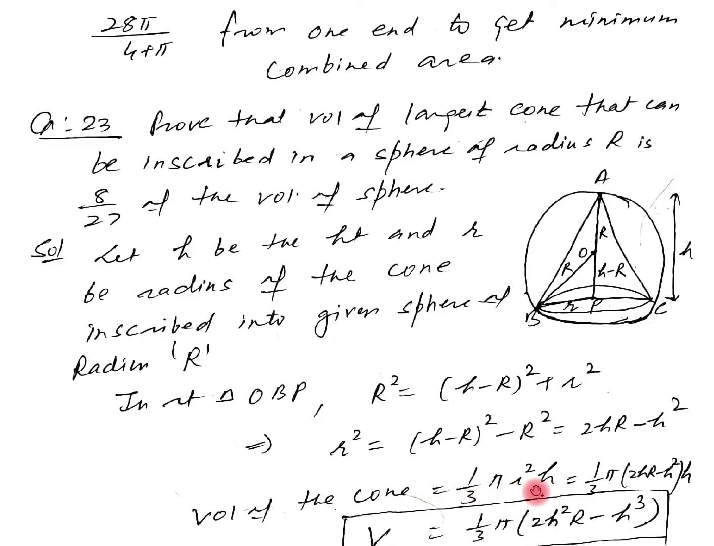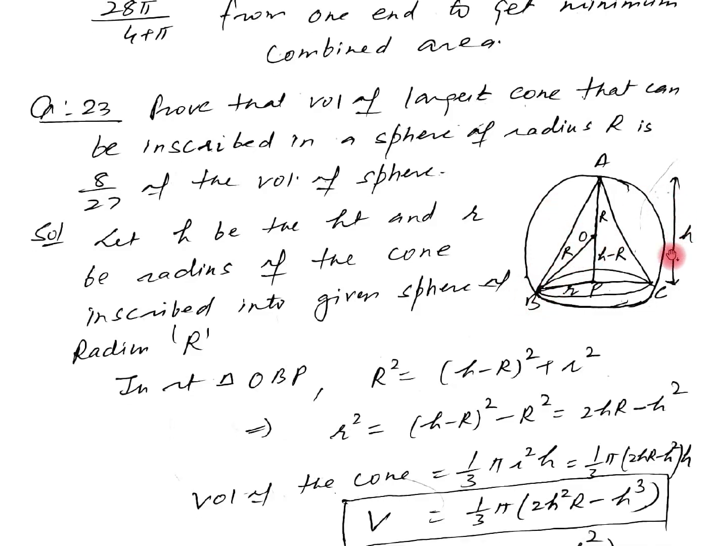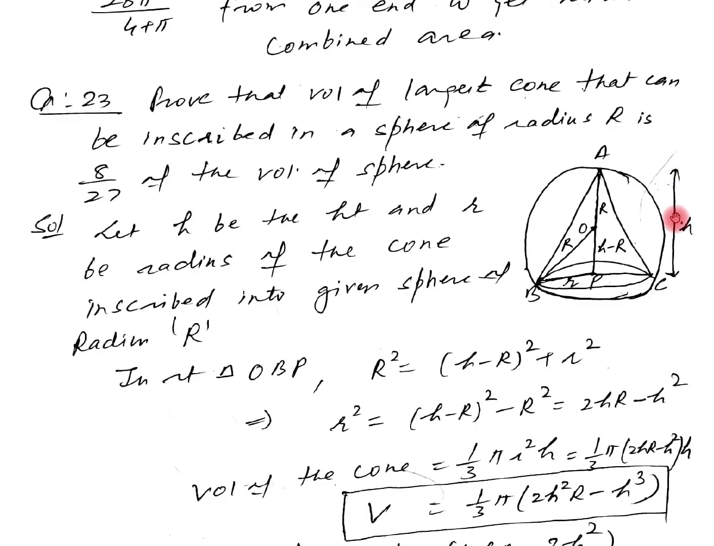Again we have two variables, so we have to eliminate one variable with the help of the given condition. The given condition is only capital R. Now just see the figure here. We are supposing this is h, the height of the cone, and r, the radius of the cone. Now this is the center of the sphere, so this is the radius of the sphere, and this is the radius of the sphere.